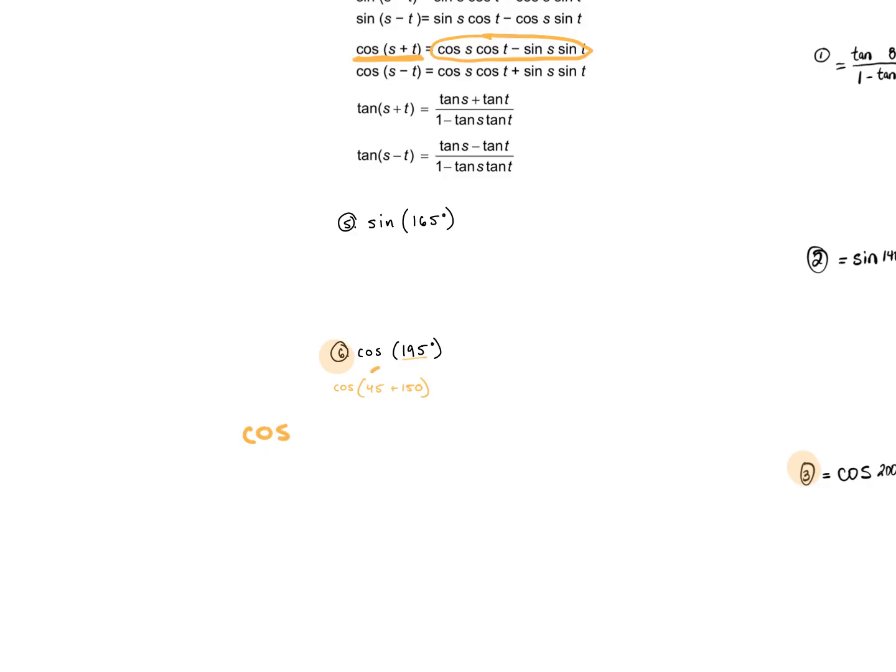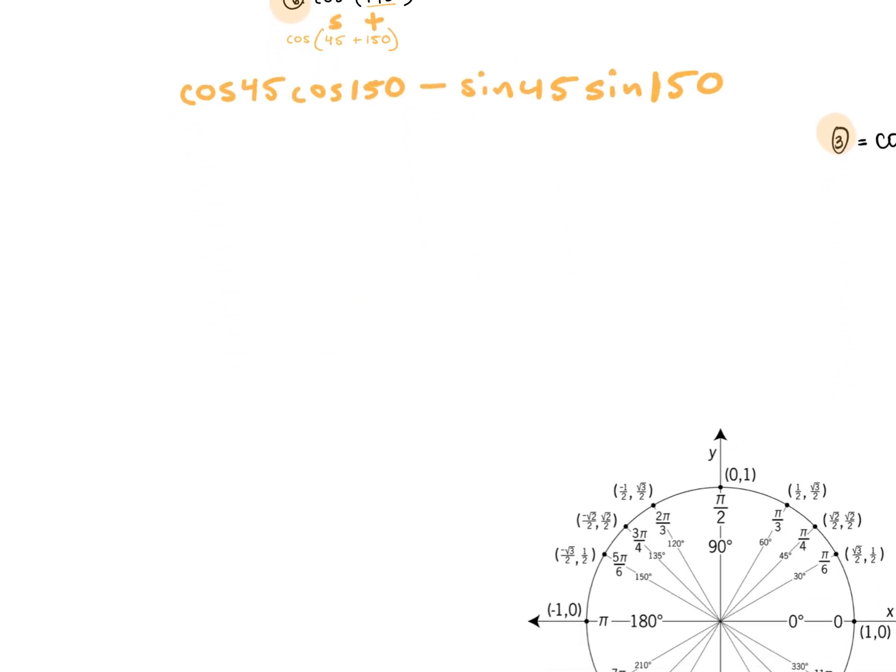So the first numbers are S, the second numbers are T. So our formula goes cosine of S times cosine of T. So cosine of 45 times cosine of 150 minus sine of 45 times sine of 150. So once we plug it into the formula, we're plugging it into the right side here. We're going to look at our unit circle.